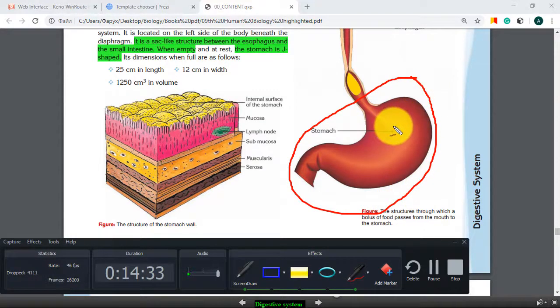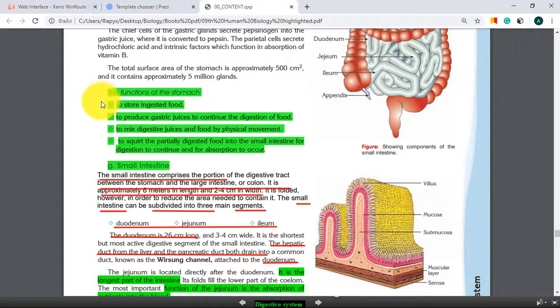Now the next organ is the stomach. The stomach is a sac-like structure, or J-shaped. Its main function is to mix food with hydrochloric acid or gastric juice in order to break it down chemically. The stomach has several functions. Firstly, it stores ingested food, then produces gastric juices to continue digestion of food. And thirdly, it is responsible for mixing digestive juices and food by physical movement.